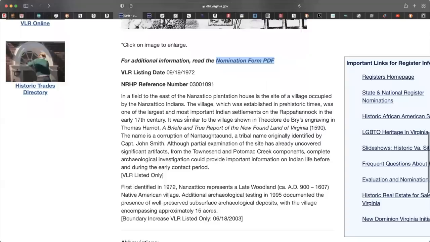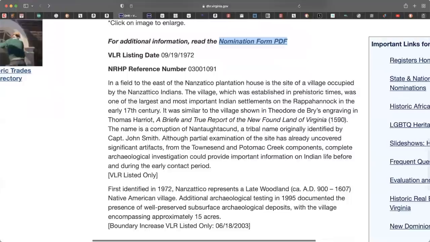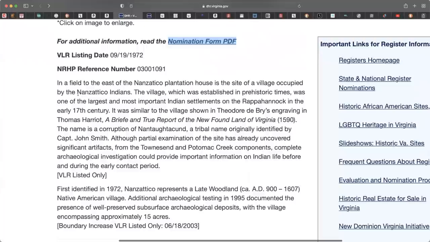And a field to the east of Nanzatico Plantation House is the site of a village occupied by the Nanzatico Indians. The village, which was established in prehistoric times. All right? Do you guys hear that? Prehistoric times. Do you guys understand how old that is? How long these people have been here? The Nanzatico Indian town was established in prehistoric times. Was one of the largest and most important Indian settlements on the Rappahannock in the early 17th century. The largest. So why don't we hear about this?